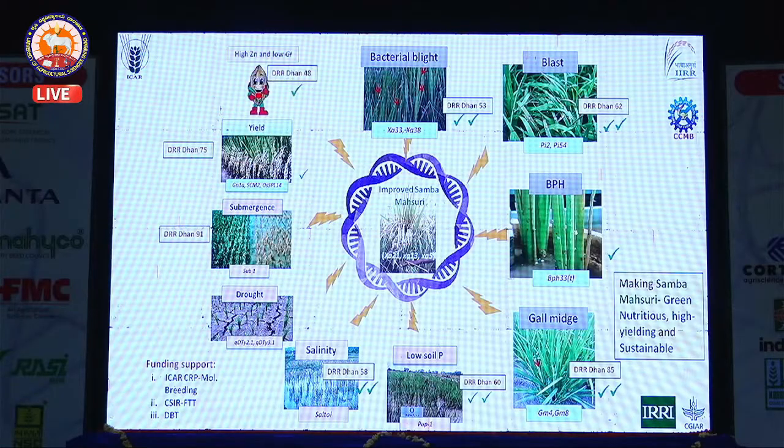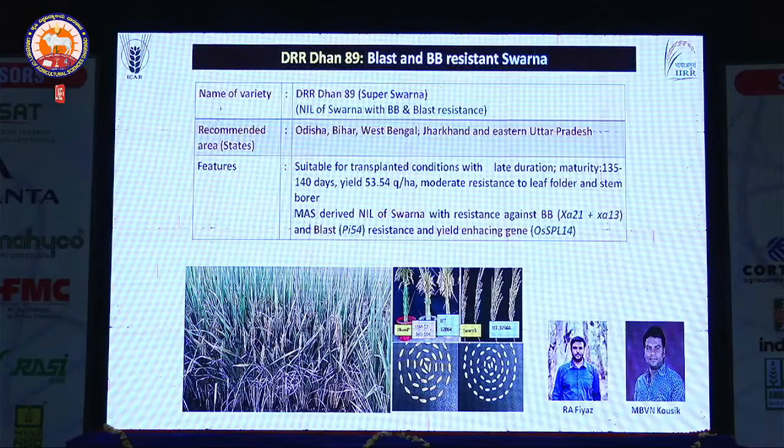Using multi-locus models like Blink, Farm CPU, and MLMM we could do the same work in Swarna's background, wherein along with bacterial blight and blast resistance, we could transfer some of the yield enhancing genes also.